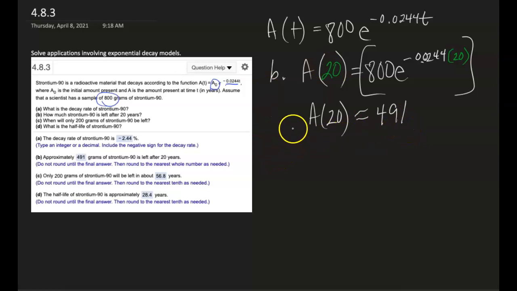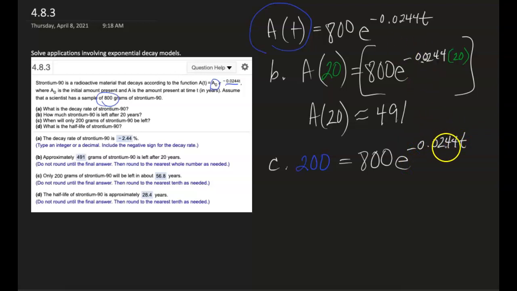In part C, we're asked, when will there be only 200 grams of this element? So this is a little bit different direction here. This time we know A of t. We know the amount. So I'm going to replace that with 200. But I don't know t, the time that it takes to get to 200. So t is what's being solved for.